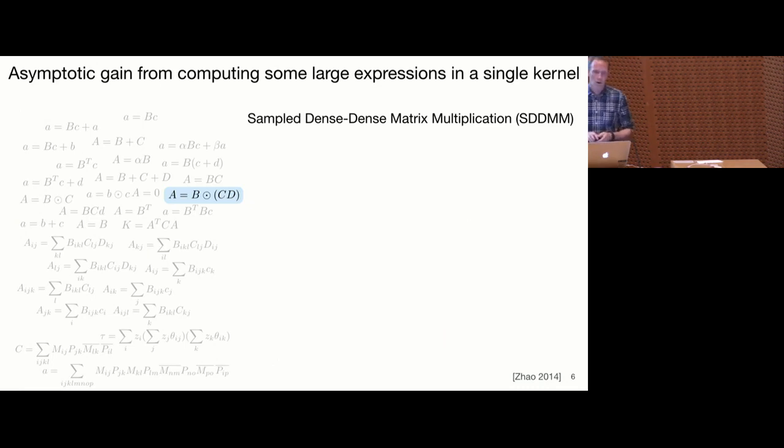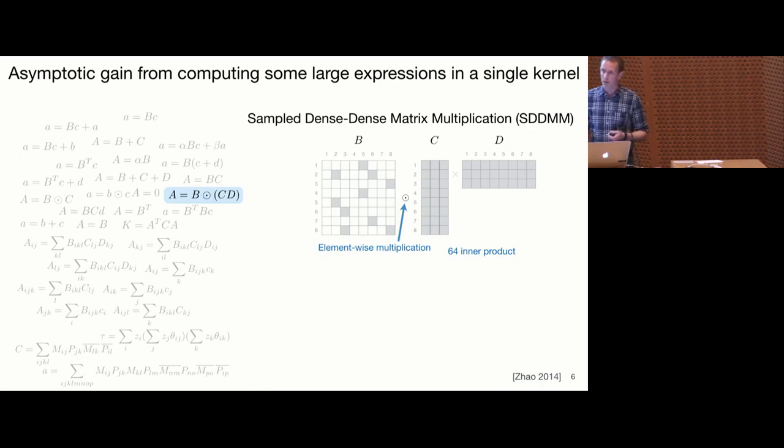So I want to give one example of why it's really important to be able to compile a piece of code that can compute several different tensor operators at the same time. And it's asymptotically important because you're going to get really hurt if you don't do that in some expressions. This is something called the sampled dense-dense matrix multiplication, and this expression comes from the machine learning literature. In this computation, which you see in blue there, you want to multiply a thin and tall matrix C with a short and wide matrix D. So in this example, it would require 64 inner products.